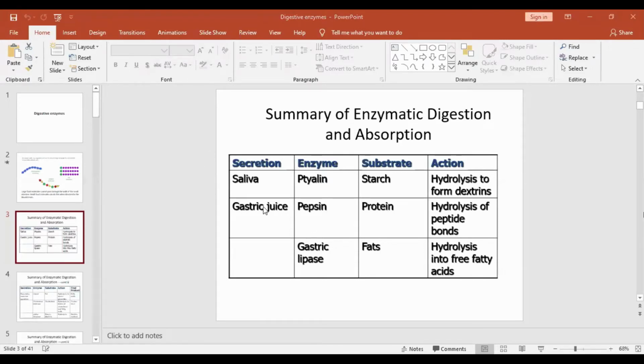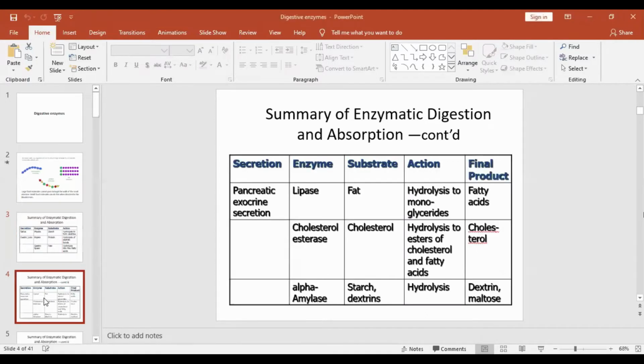These individual enzymes will be discussed in the particular topics: digestion of carbohydrate, digestion of lipids, and digestion of protein. In those individual topics, they will be discussed. These are certain enzymes found in different secretions like saliva and gastric juice, and they help with the digestion of starch, protein, and fats in that way.